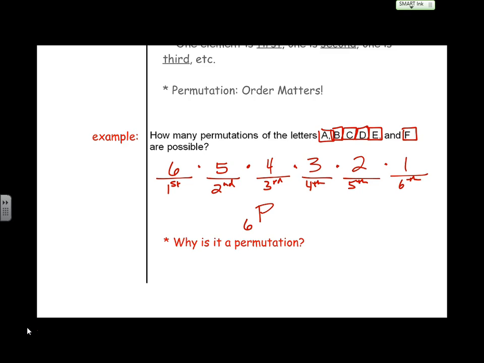Choosing? How many are we using? Is that a better way of saying it? 6. 6 choosing or using 6. We're using all 6 of them, so we would say 6p6.